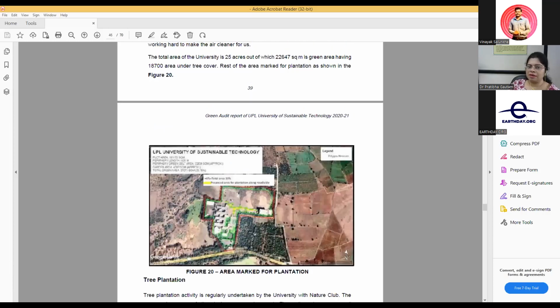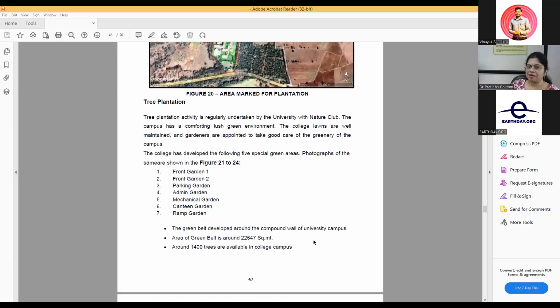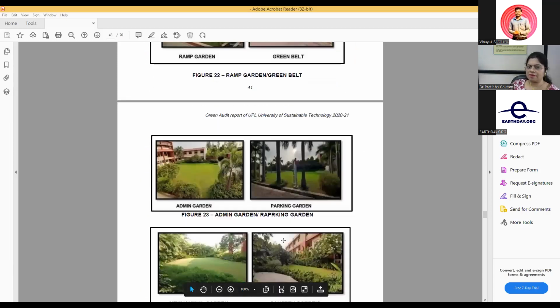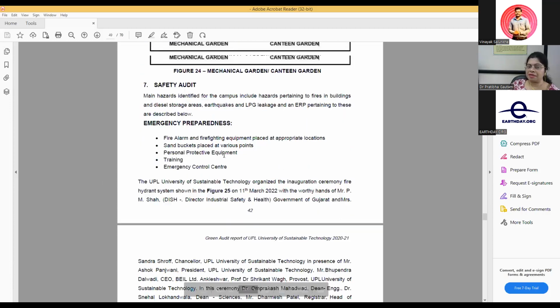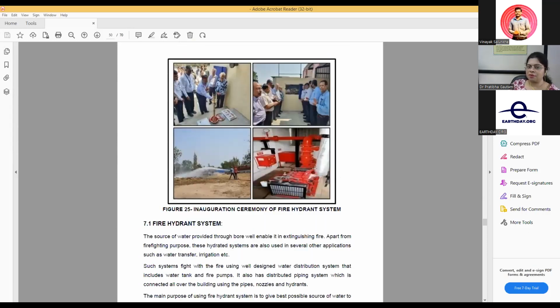Then other green campus management, meaning how much green belt there is and how much tree plantation has been done. There are different gardens in the university, as you can see in the photographs, which we have quantified. Then the emergency preparedness plan and the safety audits we carry out. As you can see in the photographs, we have an entire system for fire hydrants.